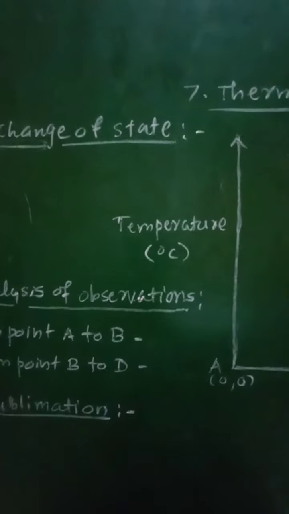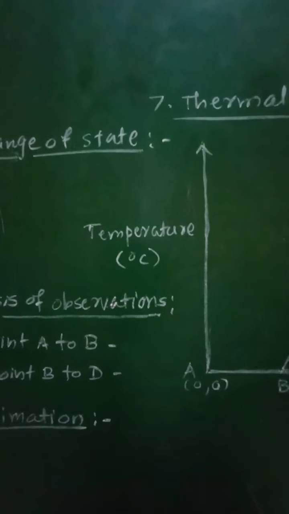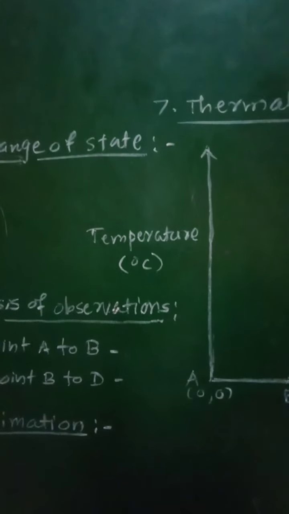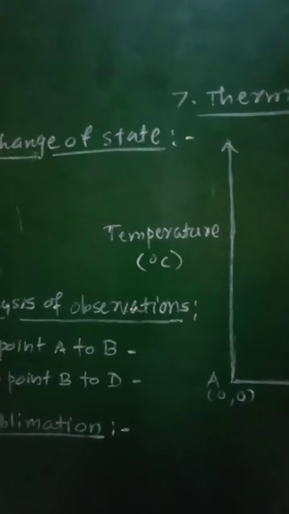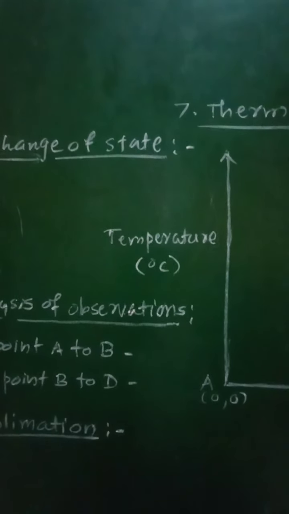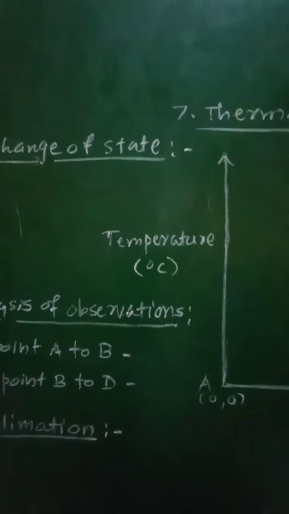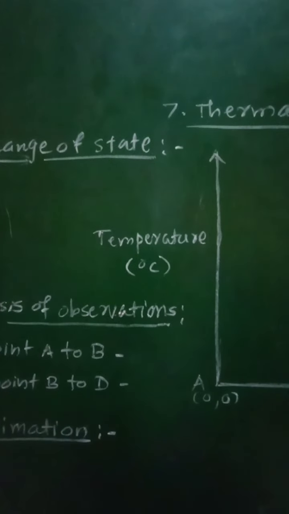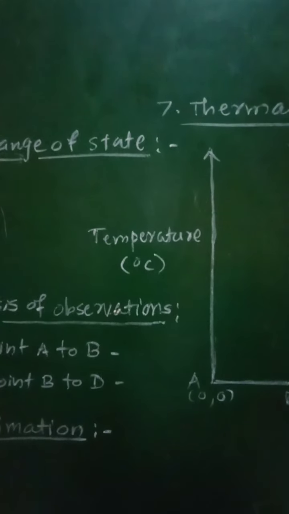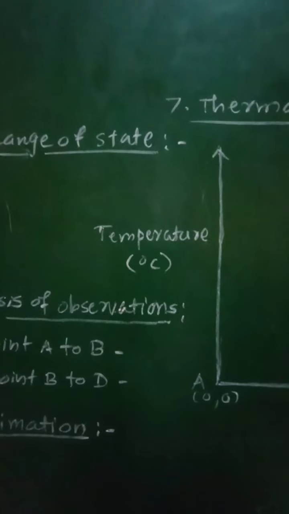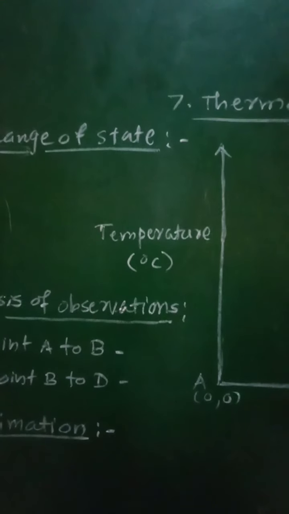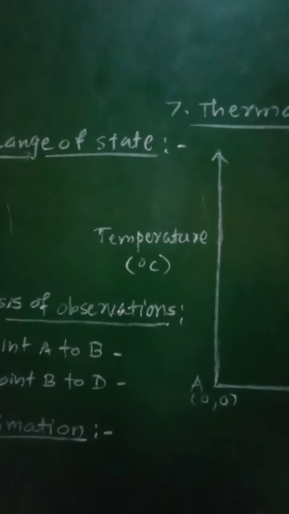We know that matter exists in three states such as solid, liquid and gas. These are the three states of matter. The conversion from one of these states into another is called change of state. So when the substance gets converted from one of these states into another, that is called the change of state of that substance.